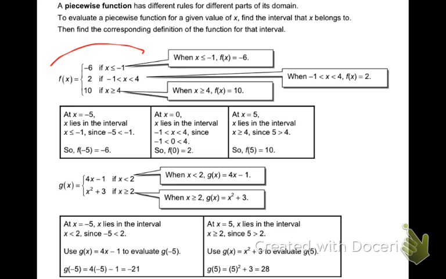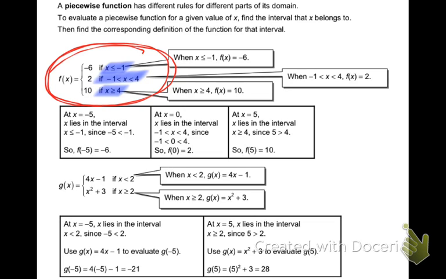As you look here, I have a function f of x, and it is broken up into three different pieces. The first piece says -6 if x is less than or equal to -1. So for any value that is less than or equal to -1, I'm going to get -6 back out. The second piece says 2 if -1 is less than x, which is less than 4. So any value between -1 and 4, I get the value of 2. And then 10 if x is greater than or equal to 4. So any value greater than 4, I get the value of 10.